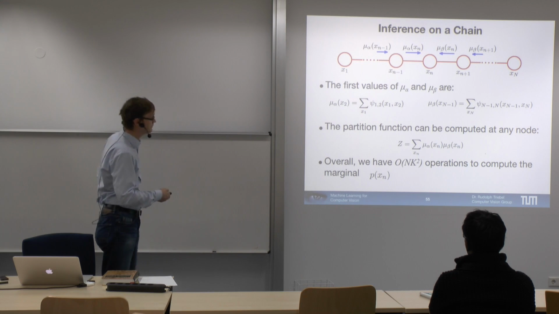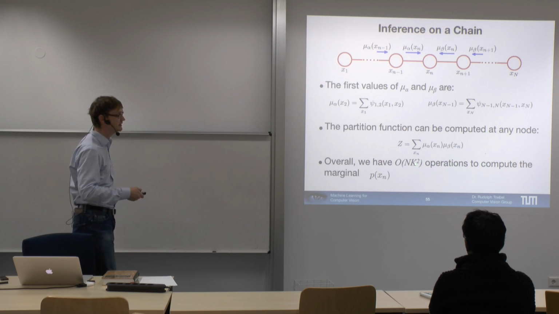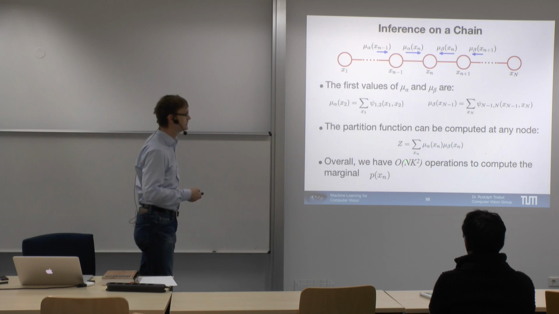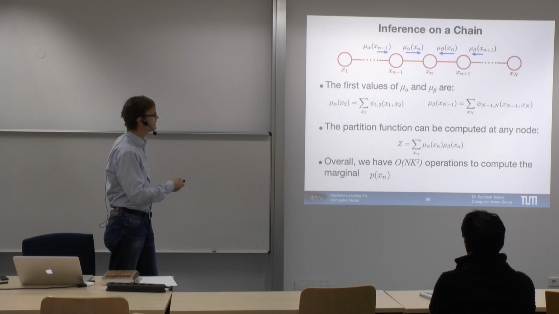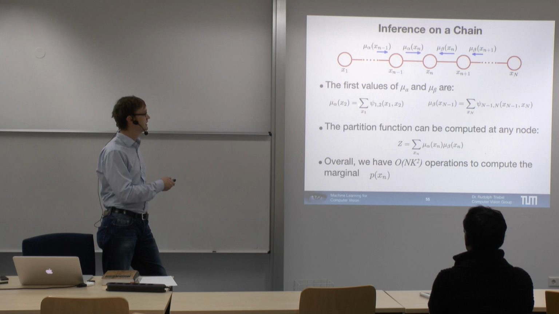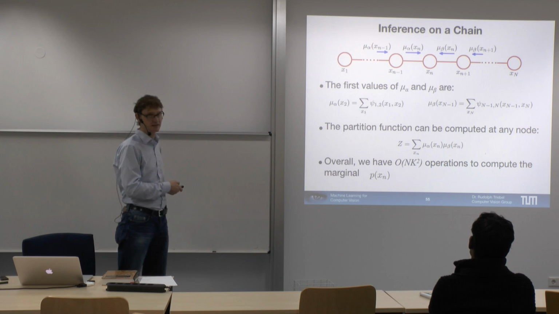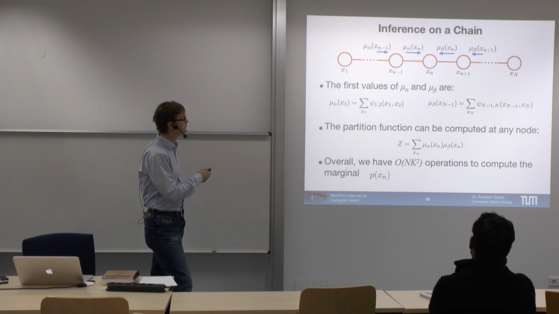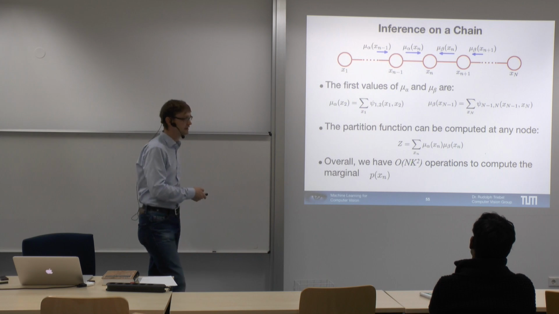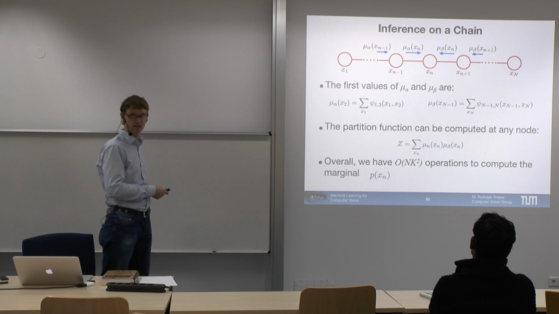In the end, what this means is that the number of computations we have is O(n) k square, because at every node potentially we have to do k computations and k sums. So for every state of x2, which is k states, we have to do a sum over k states, right? So this takes k times k, and we have to do this n times, right? N times k square, which is much more efficient, of course, than if we had the fully connected graph.